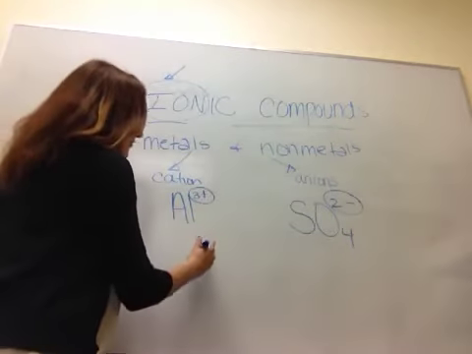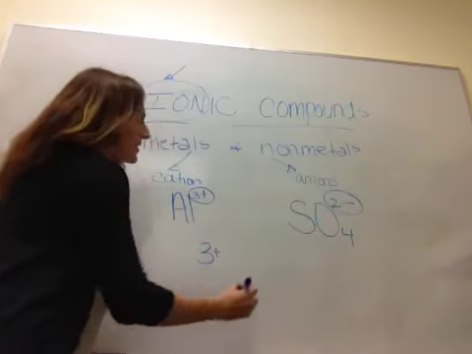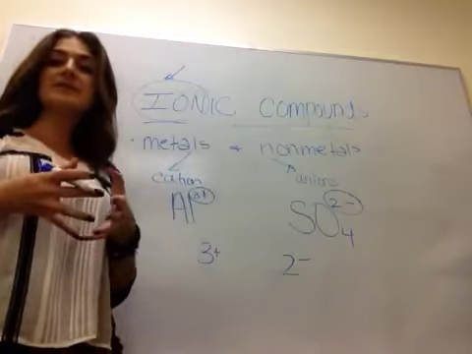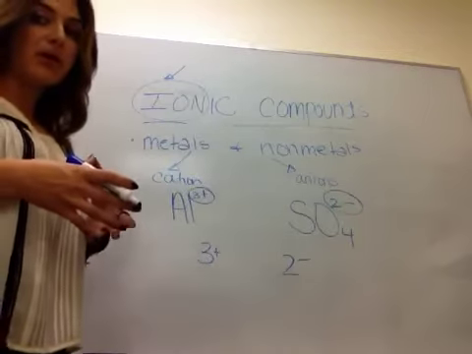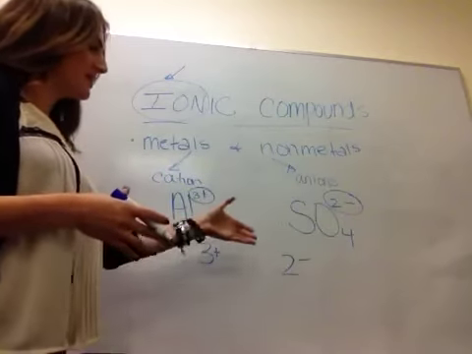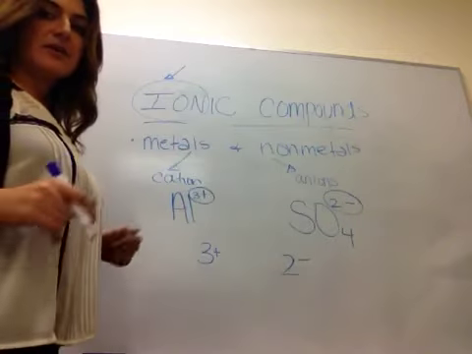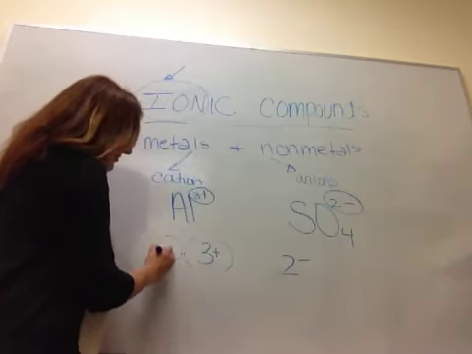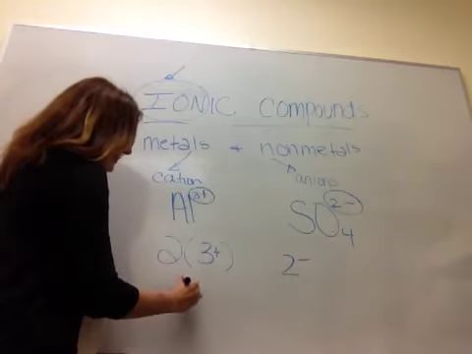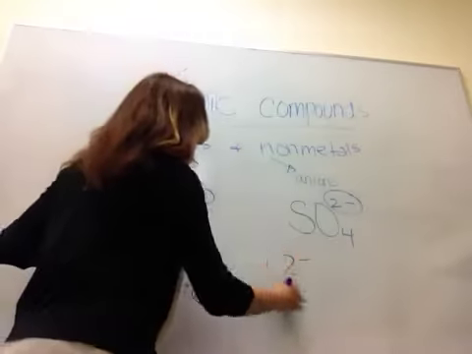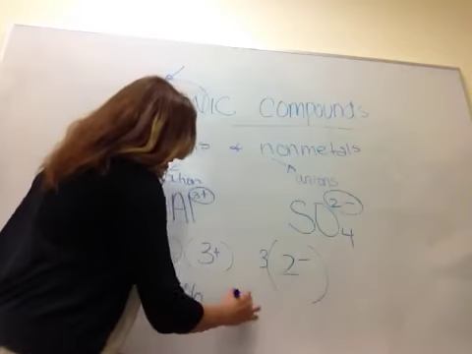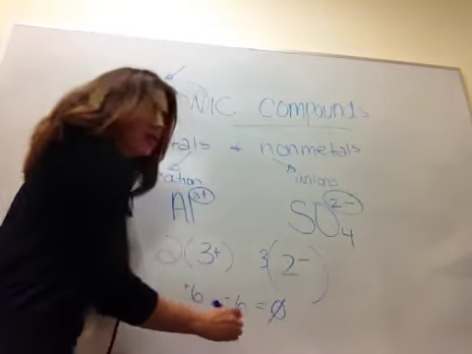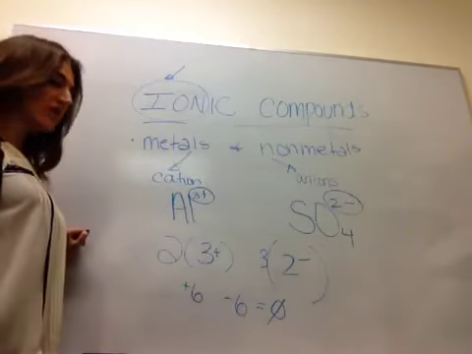Well, let's see here. 3 plus is my charge here. 2 minus is my charge here. A good way to say is, what is the common denominator? Or what is a common multiple? A common multiple that can get me to neutralize this. Hopefully you said 6. Because if I take 2 of the aluminums, I get 6 plus. And if I take 3 of the sulfates, I get 6 minus. 6 plus and 6 minus give me 0. Neutral compound, no charge left over.